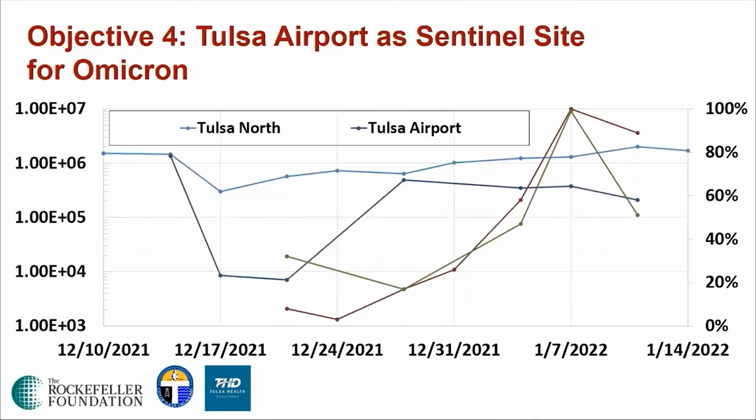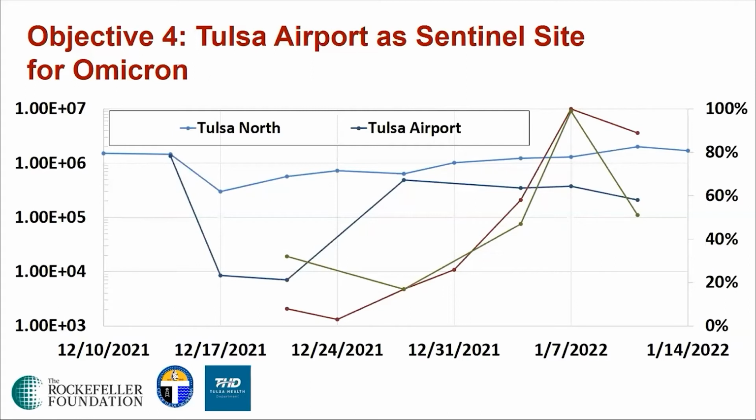So we also looked at the Tulsa Airport as a sentinel for Omicron, and you'll see right here in this map, that upper blue line is our broader neighborhood concentration. That darker blue line below that is the concentration at the Tulsa Airport, which was generally lower. It's a smaller facility, but we're able to sample the entire area. And so we were trying to see, is there a higher proportion of Omicron compared to Delta? This was over last Christmas break when Omicron was coming into Oklahoma.